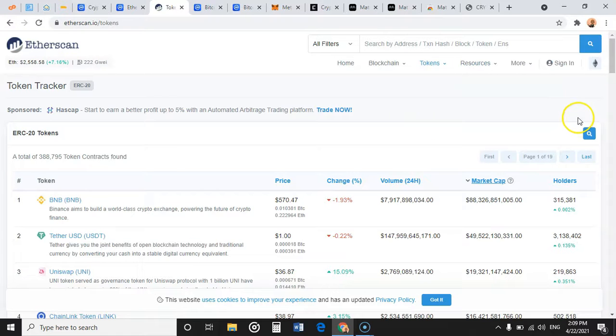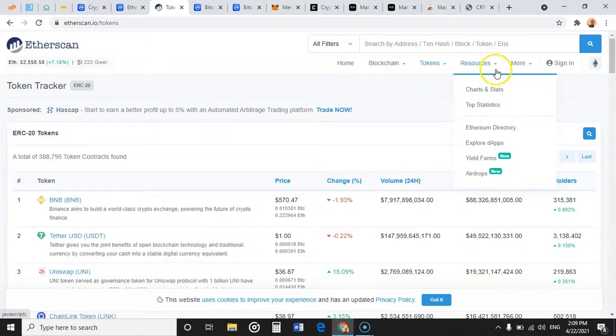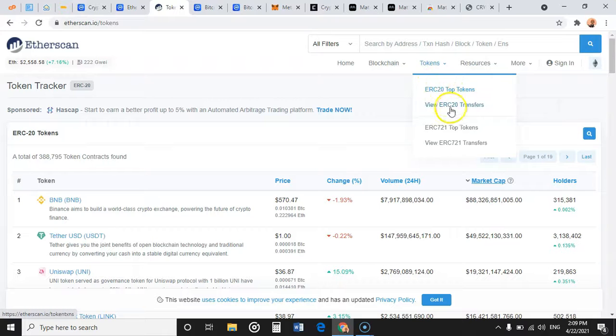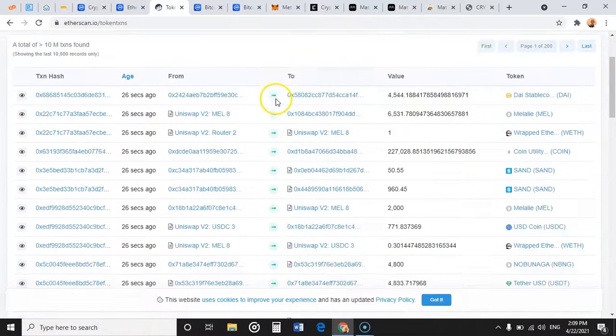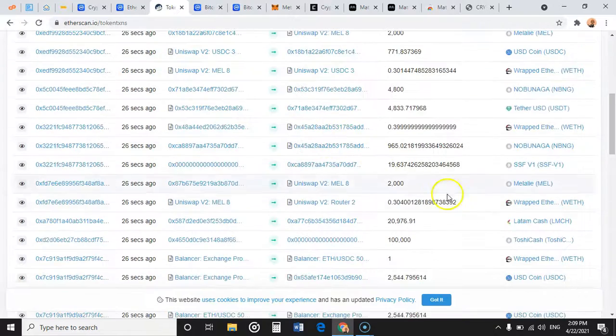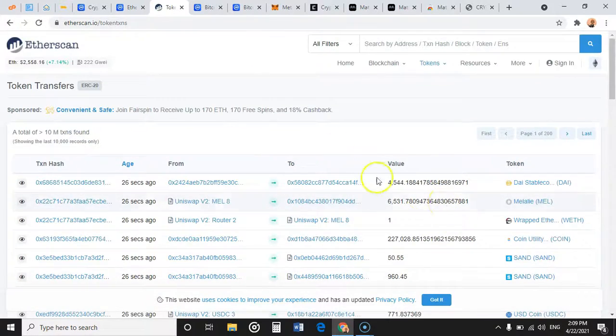Now you have to pay attention to these two. If you want to view the previous token transactions on the Ethereum blockchain, click on view ERC-20 tokens, which takes you to this point where you can have access to thousands of transactions that took place in the last few seconds. So someone sent about 4,554.18 DAI in the last 26 seconds on this blockchain. So that is what you need to understand.